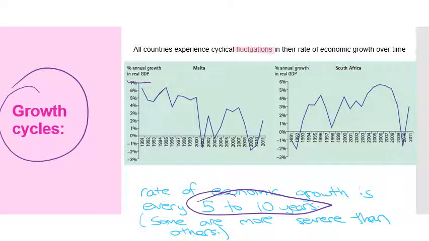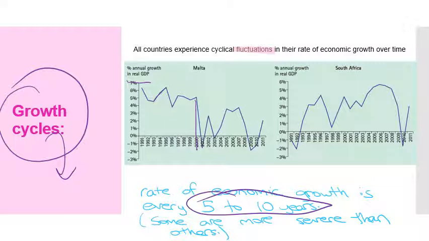So if it is increasing, it means they are facing economic growth. When it is going down, it means they are experiencing a decrease in economic growth. Okay, so as you know, why do we call it a cycle? Because it is considered to be a fluctuation, cyclical fluctuations. Every country will face that. Every economy will face that.